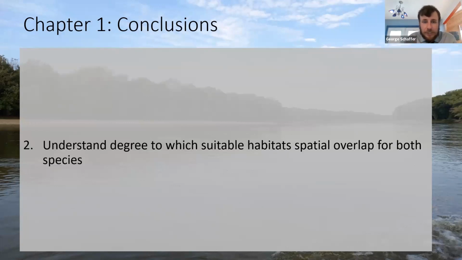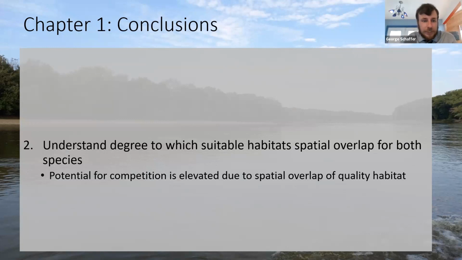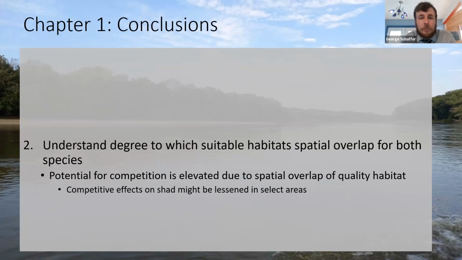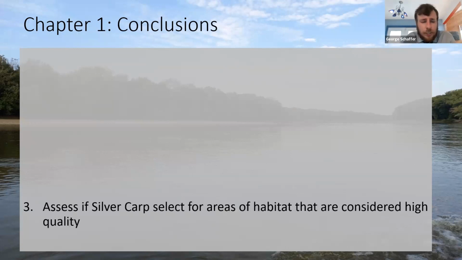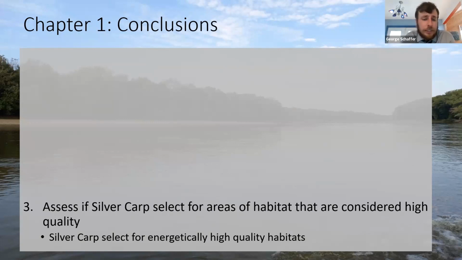Our second objective is to see the amount of overlap occurring between the species. One of our major conclusions is that the potential for competition is elevated due to the spatial overlap of quality habitats. However, competitive effects on gizzard shad might be lessened in select areas, because certain sections of the river were considered high quality for gizzard shad only. And then our final conclusion, for our third objective, to assess whether silver carp select for areas of habitat considered high quality, is that silver carp did indeed select for energetically high quality habitats predicted within the model.